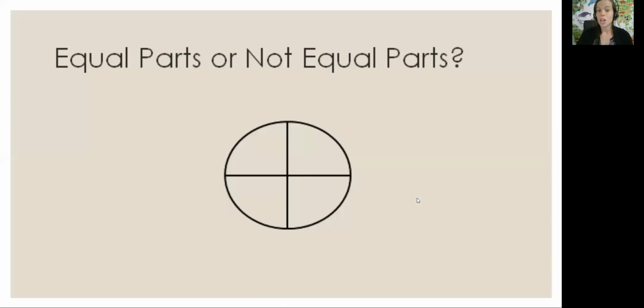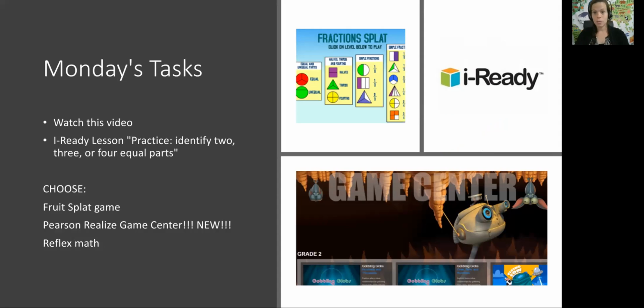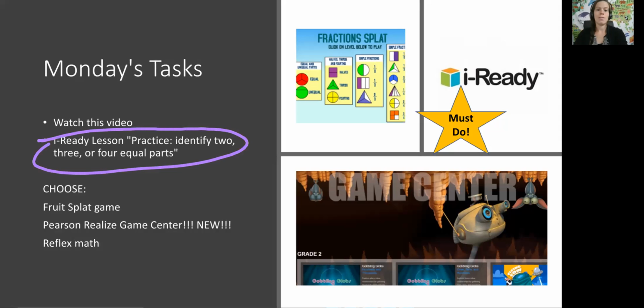All right, let's see what else we have. Oh, that's it. So today, after we reviewed that, what you are going to do is the iReady lesson. You have to do it, okay? This one is the grade. It's not a Pearson lesson this time. It is an iReady lesson, okay? You'll go on there. It'll say teacher assigned lesson, and I believe it will be blue. It will say practice. Identify 2, 3, or 4 equal parts, which is what we just practiced.